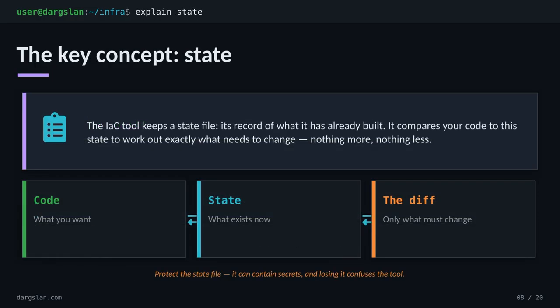Now, how does the tool actually know what to change? That's where state comes in. The tool keeps a little ledger, a state file, that tracks everything it's already built. When you run plan, it's really doing a three-way comparison. Your code says what you want, the state says what exists now, and the diff is just the gap between them. One quick warning though, guard that state file carefully. It can hold secrets, and if you lose it, the tool essentially forgets what it owns.